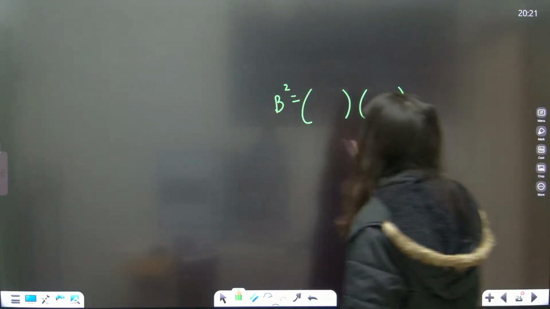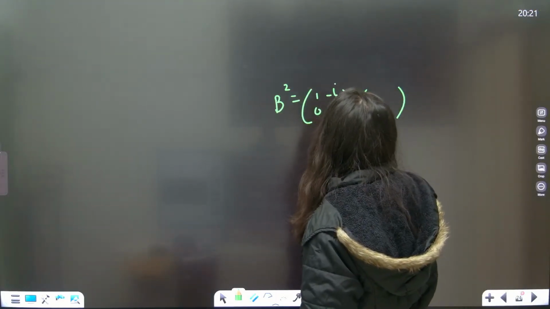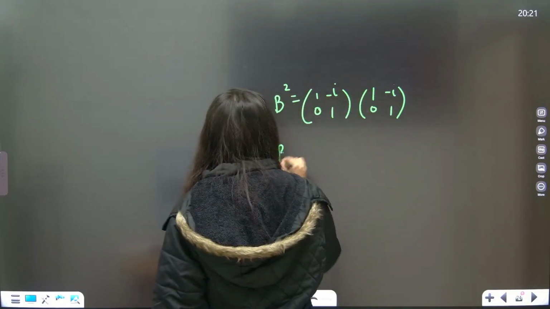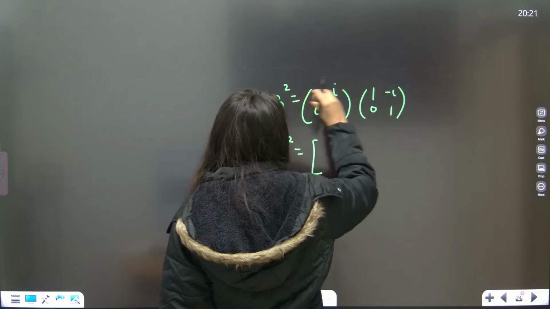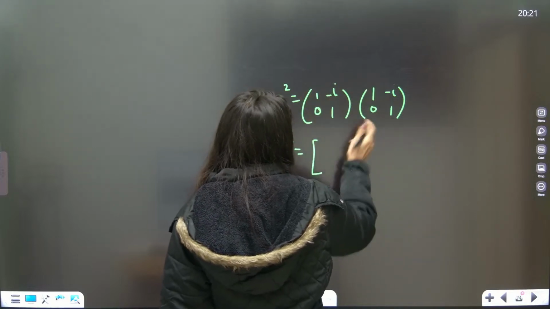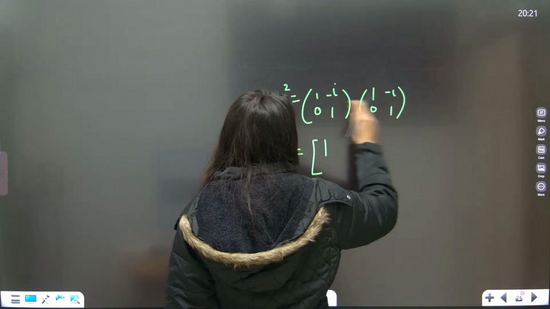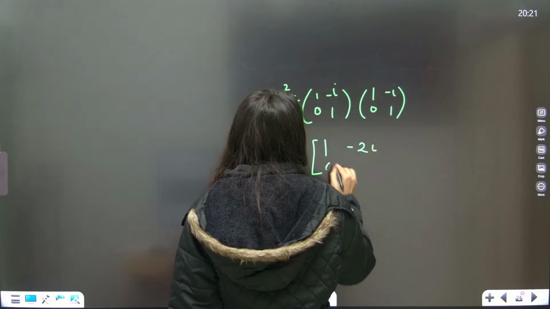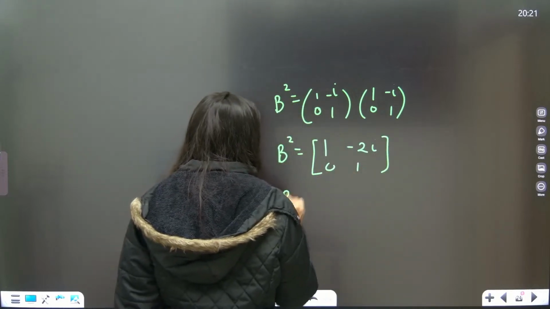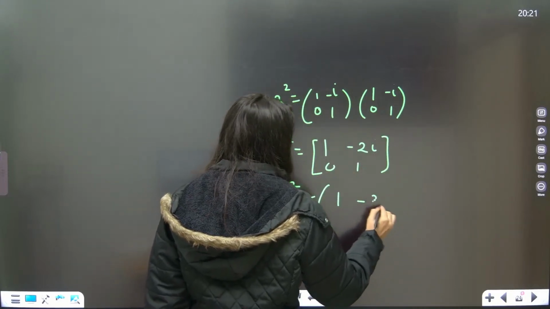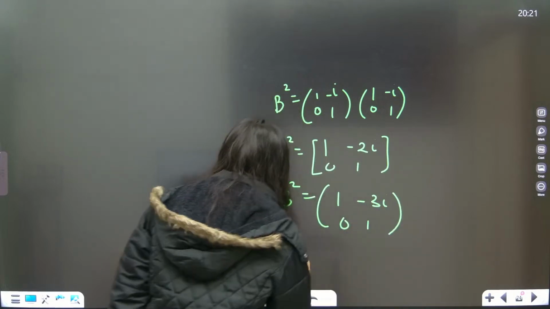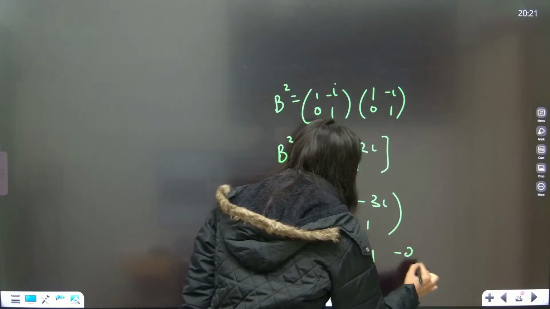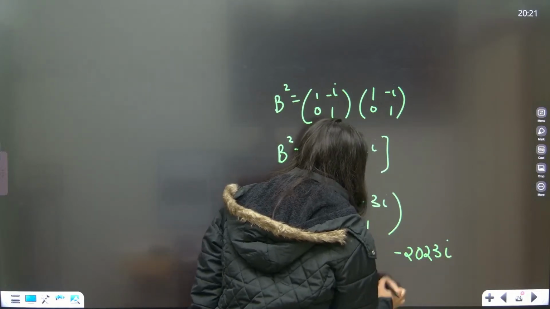1 minus iota, 0, 1. This is your B square. B square is nothing but, so 1 and this and this. So minus iota and minus iota. So minus 2 iota, 0, 1. Can you see this is B square? B cube will be what? 1 minus 3 iota, 0, 1. So by pattern, B power 2023 is 1 minus 2023 iota, 0 and 1.